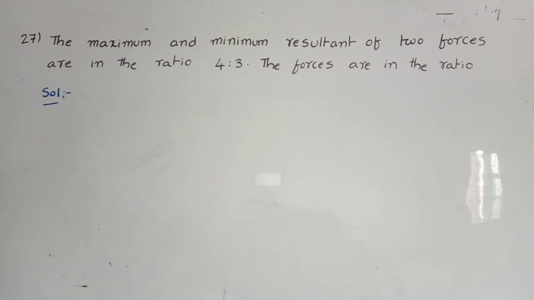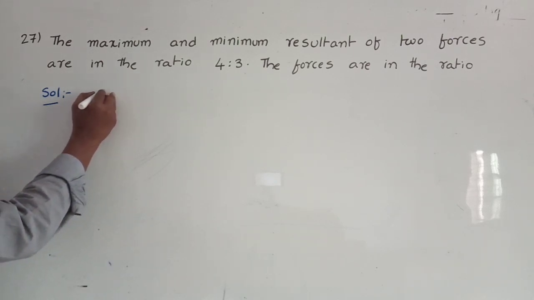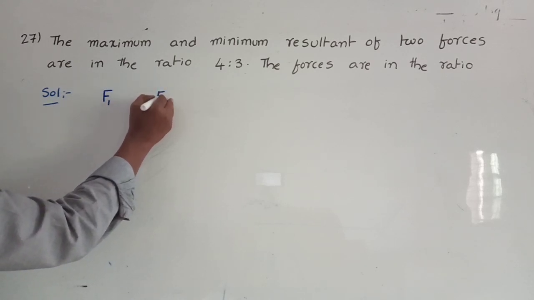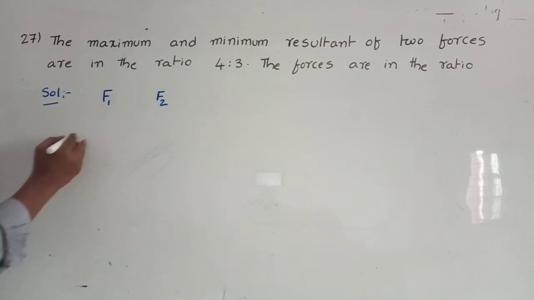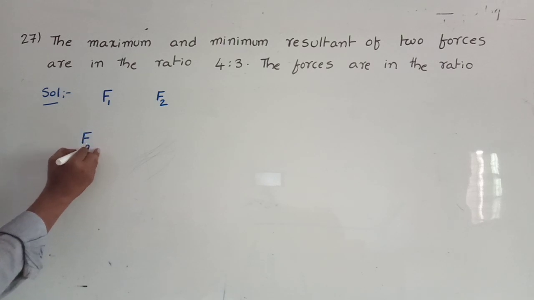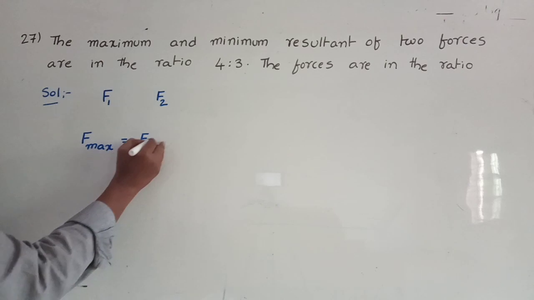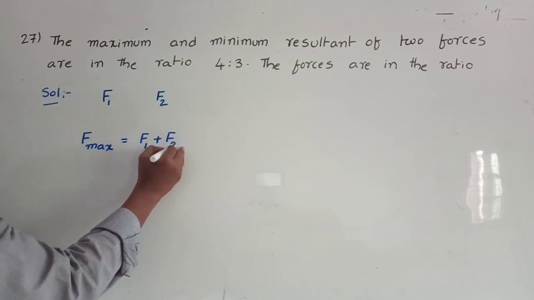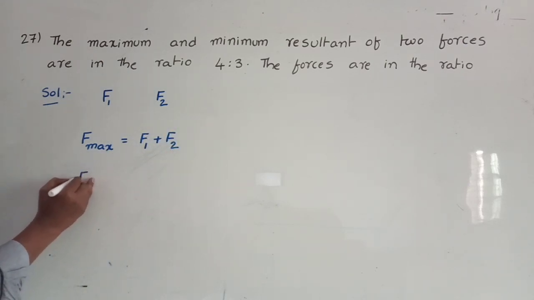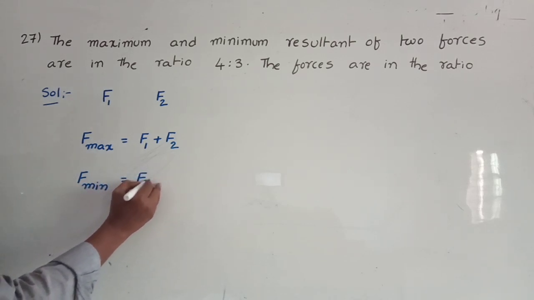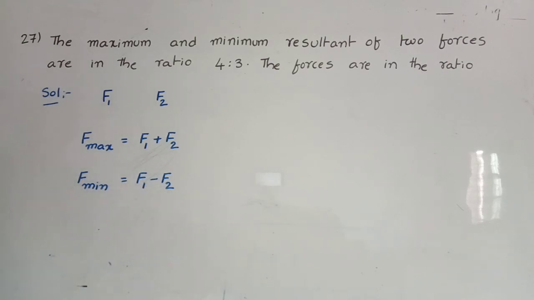Problem number 27. The maximum and minimum resultant of two forces are in the ratio of 4:3. Assume two forces, one is F1, second one is taken as F2. Maximum resultant: F maximum is equal to F1 plus F2. Sum of the two forces gives the maximum resultant. Difference of two forces gives the minimum resultant. So, F minimum is equal to F1 minus F2.